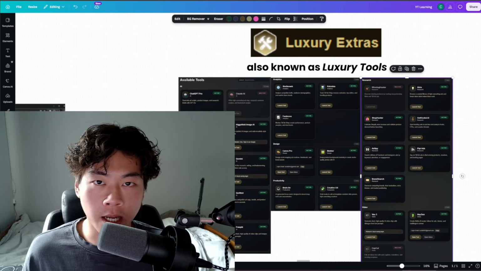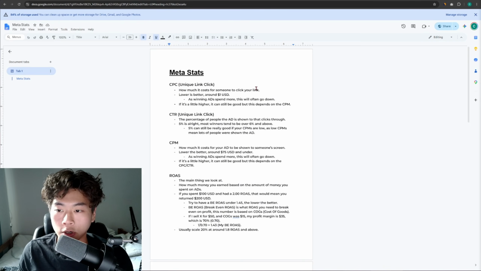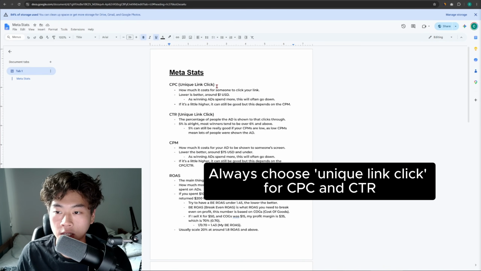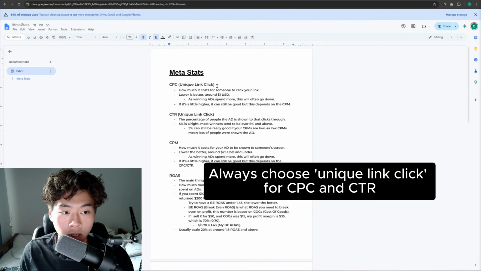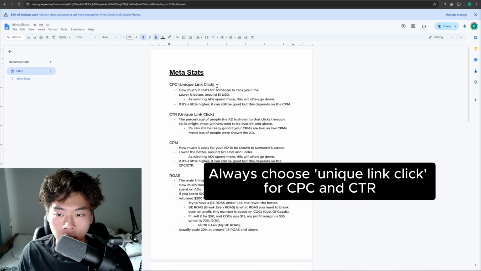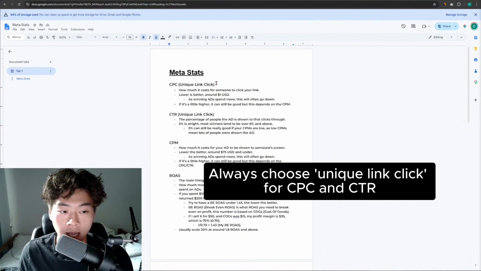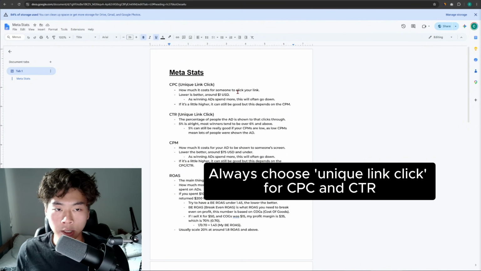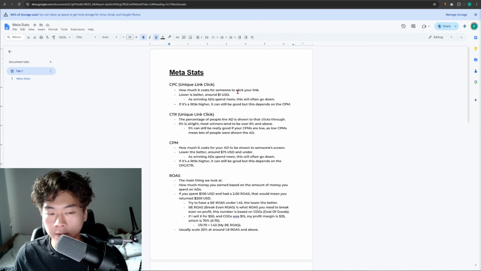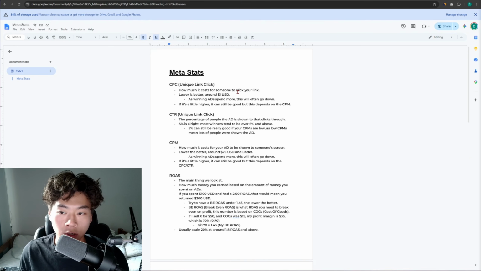But yeah, let's get into the ad stats. So CPC, which is cost per click, make sure you're first looking at the unique link click one. If you're looking at the one that says all, that one's going to be for every single click, whether they click like, comment, or just the read more dots. The unique link click one is pretty much the stat regarding someone actually clicking your link. So we're looking for around $1 USD. If it's a little higher, maybe almost at $2, that's also okay.